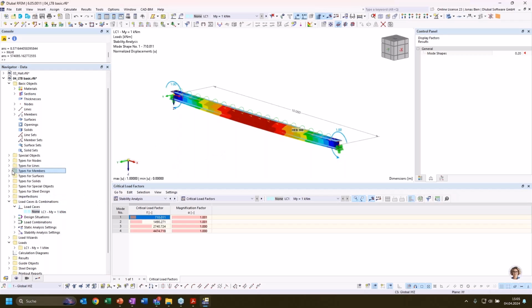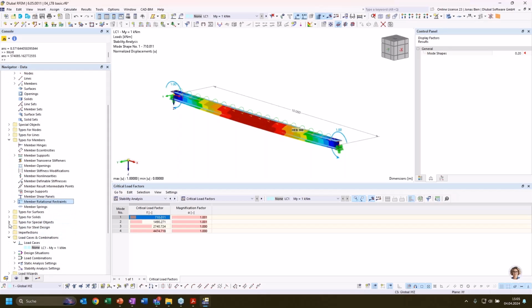What is also new is that you find these objects, so the member shear panels and the rotational restraints, now under types for members and not anymore under the types for the design add-on. Like in earlier releases, we had those two objects under, for example, the types for steel design or aluminium design or timber design. Now you find them under general objects for types of members.